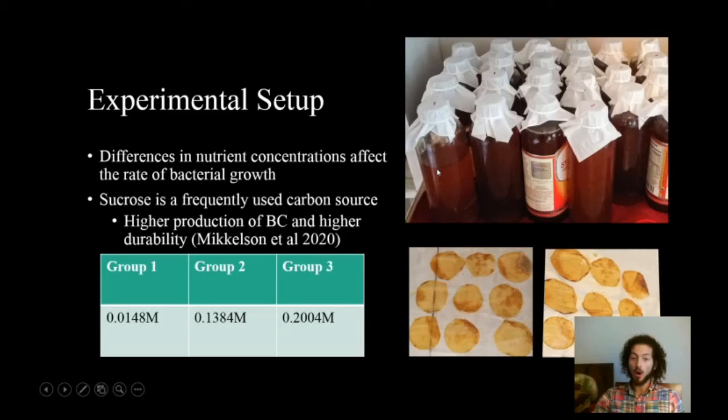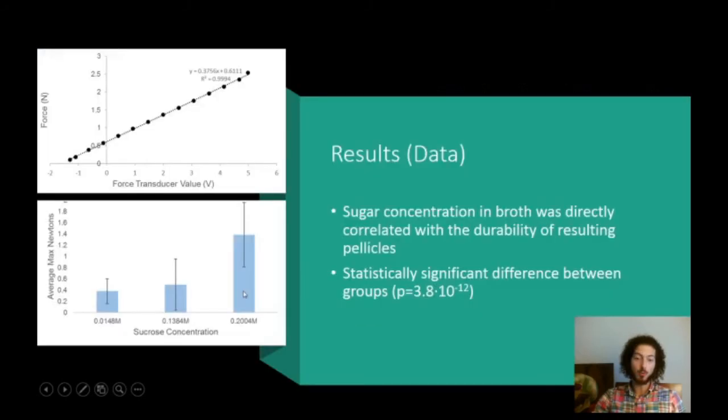In the first group and the second group, the average force they withstood wasn't very different. But going to the third group with the highest sucrose concentration, there was a much higher amount of newtons that could be withstood before it tore. And there was a statistically significant difference between these groups.